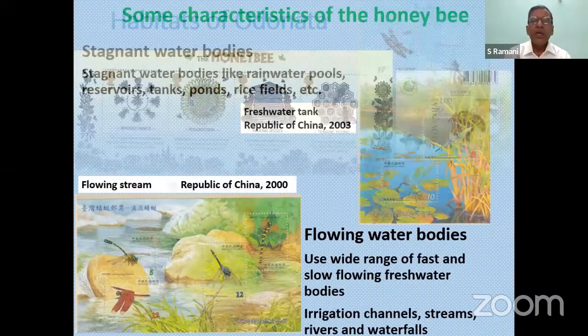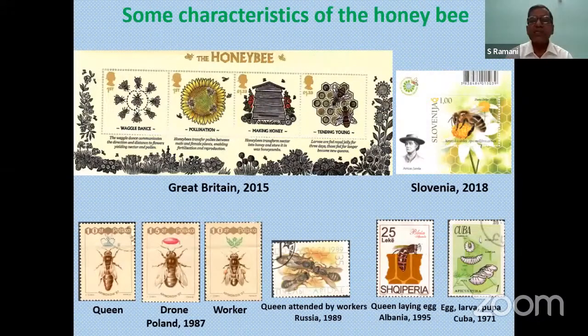Coming to sharing something with you about bees or honeybees, very beautiful stamps have come. A large number of stamps have come on honeybees. I'm only showing you a few of them here, like this one from Great Britain, which was produced in 2015 with the waggle dance, which is very, very well known in bees, where they communicate to other bees the source of nectar and pollen. Pollination is another important aspect done by the bees, and they make honey, they tend young. So all these aspects have been written here and also depicted on the stamps.